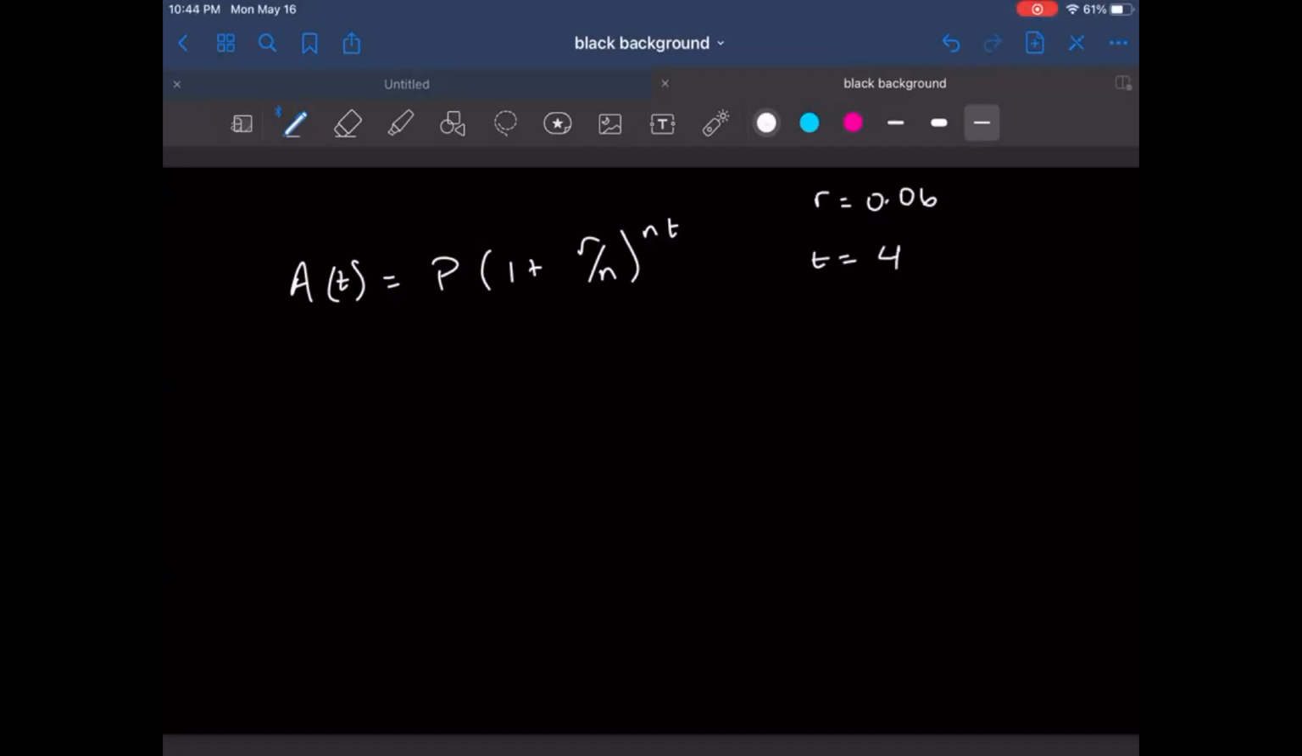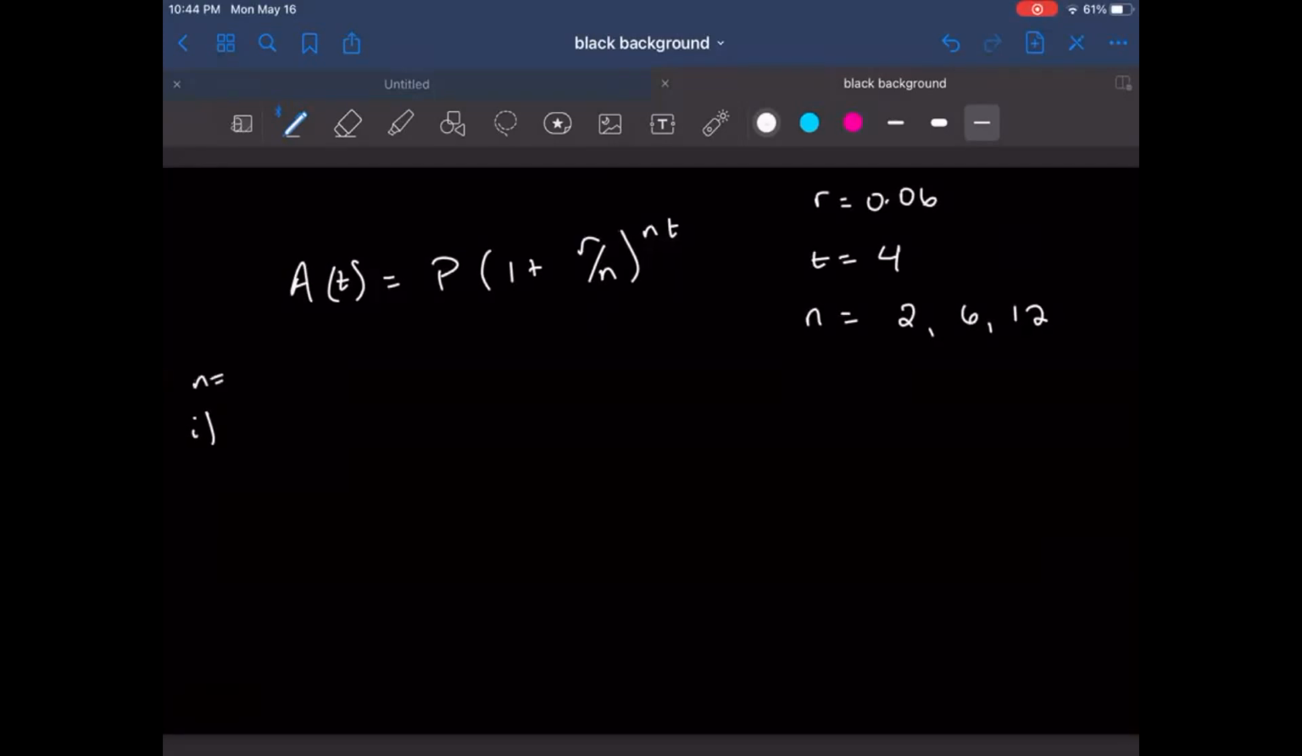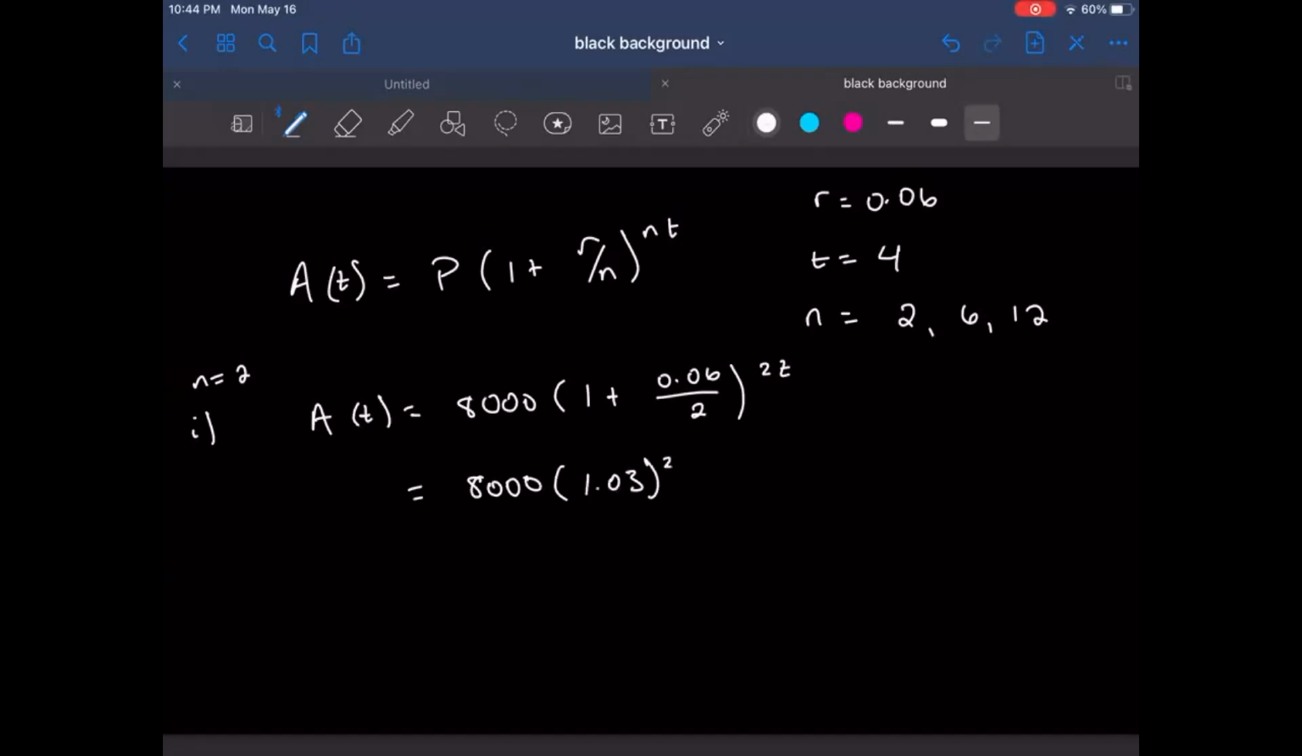T is going to be 4 years. How much cash do you have after 4 years, right? And then N is the number of compoundings, this thing here. It's going to be first 2, then 6, then 12. And then continuously, you use a different formula, right? So here's the first part, compounding twice a year, or N equal to 2. So A of T is 8,000 times 1 plus 0.06 divided by 2, to the 2T, equals 8,000 times 1.03 to the 2T. Hooray for us.